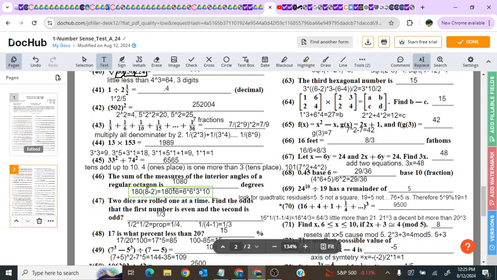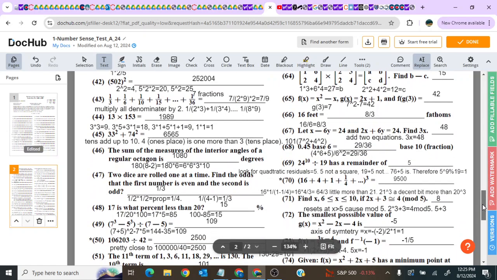2 dice are rolled one at a time. Find the odds that the first number is even, the second number is odd. Well, to do that, we'll first start with the probability that that's the case. Well, there's a 1 in 2 chance that the first number is even, because there are 3 even numbers on a dice and 3 odd numbers. And then the same thing for odds. So your probability is 1/2 times 1/2 is equal to 1/4.